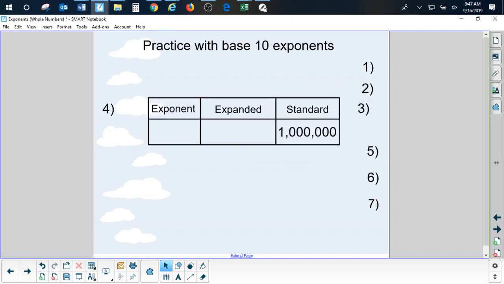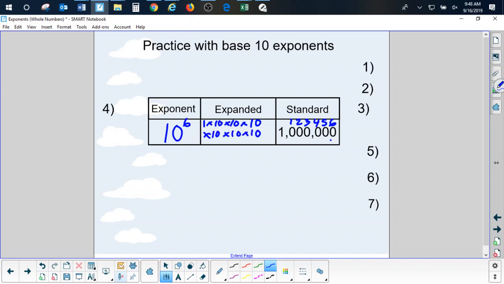And last example, we have our standard form given to us again. We can count how many zeros there are. So 1, 2, 3, 4, 5, 6. That tells me right away that my exponent is 6 and my base is 10. So to expand it, we need 6 tens to show the expanded form.